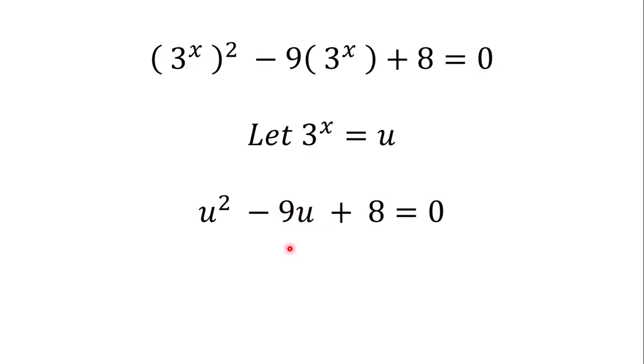Okay, so the coefficient of u squared is 1, and the constant here is 8. So 1 times 8 will give us 8. Now, what are the factors of 8? We have 4 and 2, minus 4 and minus 2, minus 1 and minus 8, minus 8 and 1. We have a whole lot, but to go fast, the factors that when we multiply give us the product of the coefficient and the constant, and also when you sum them up give us this one here, are what?